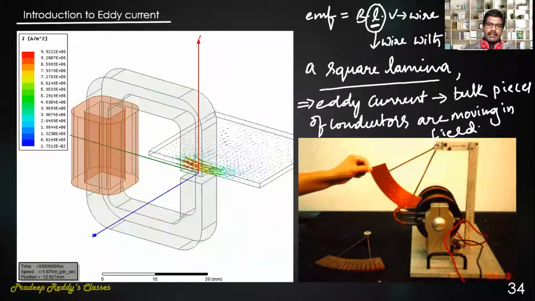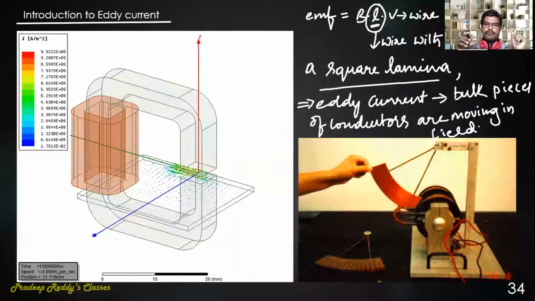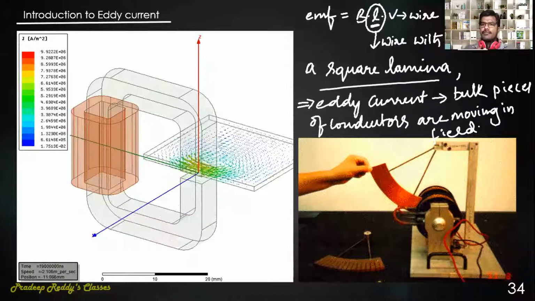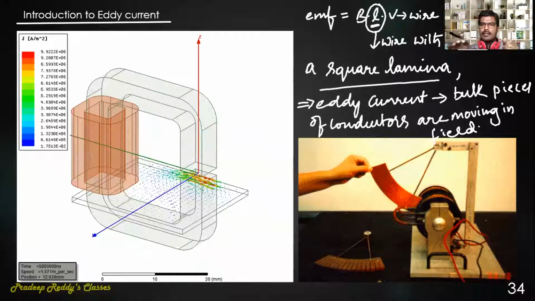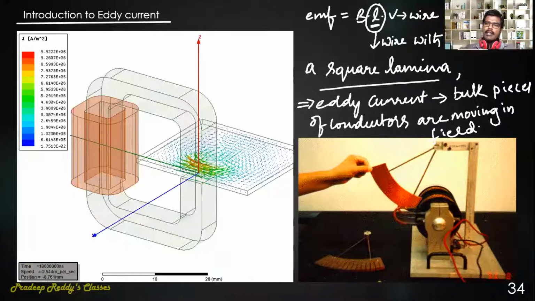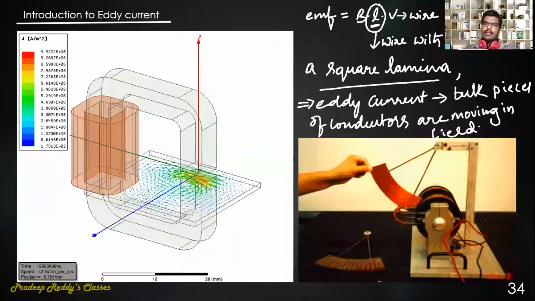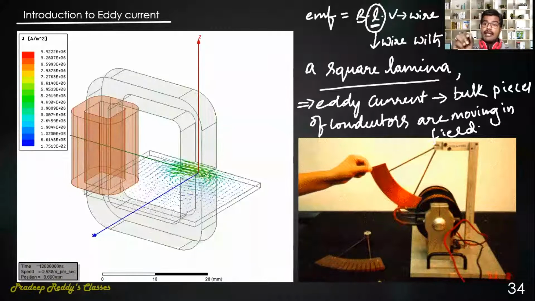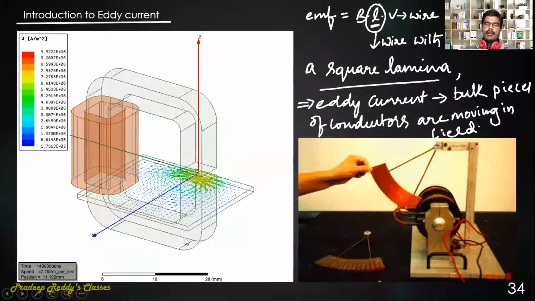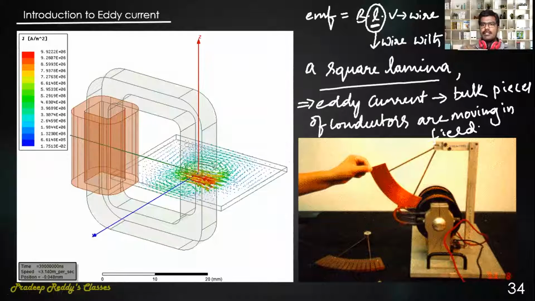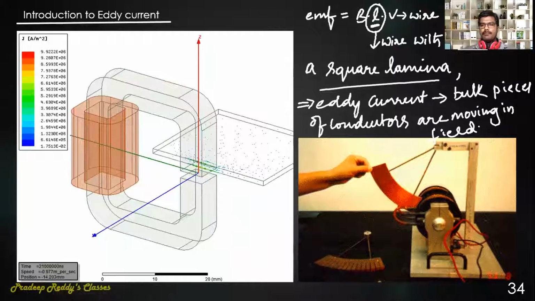those eddy currents are not in a particular direction. The electrons can move randomly on the surface of that conductor because it is not a wire, it is just a plate. Upon that plate, electrons can move randomly in any possible direction. Because of that random motion of electrons, eddy currents are introduced. And what do these eddy currents do? Eddy currents will generate more heat energy in that lamina.